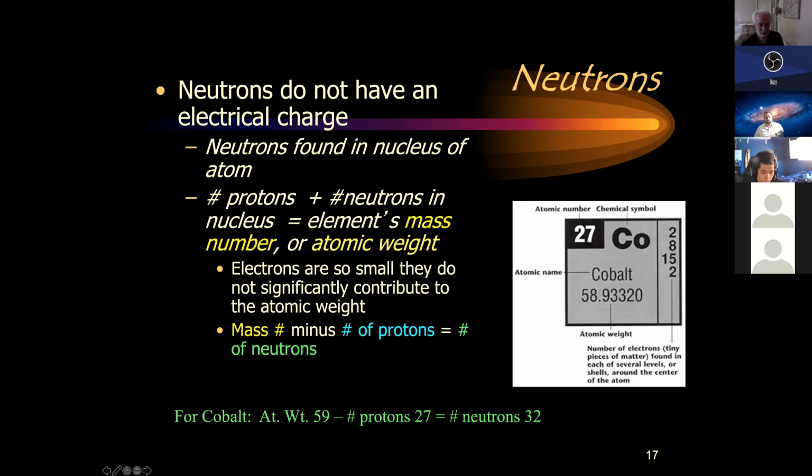So for cobalt, the atomic weight of 59 minus the number of protons, which you see from the table is 27, equals the number of neutrons. So from the periodic table, you can figure out how many of each component of an atom there is.